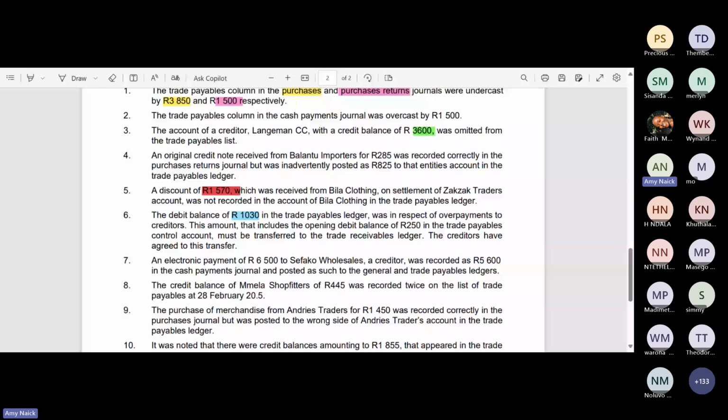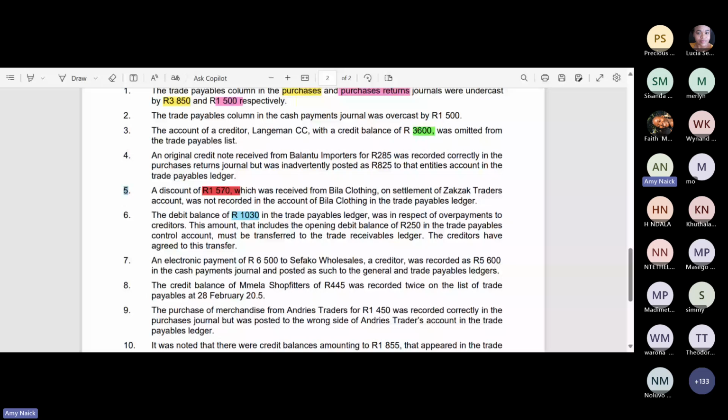So when you initially record your transaction, you will record it at the full value that you purchased. For the interest of transaction 5, let's just say that you purchase for 10,000 rands from Byla Clothing. When you do that purchase, you're going to increase your creditor with that 10,000 rands. Up until the point of settlement, you have no idea that there's going to be a settlement discount. So you record that purchase at 10,000 rands.